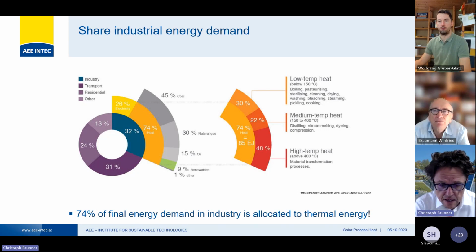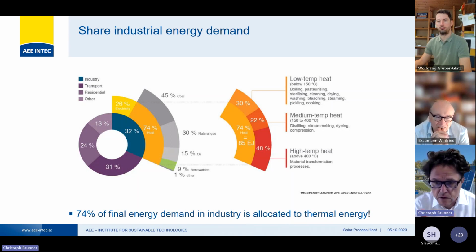As you can see in this graph, most of this heat is allocated to fossil fuels, coal, natural gas, oil, for example, and only 9% is allocated to renewables. Another important point I want to highlight is that different temperature levels are needed for covering this 74% of heat.